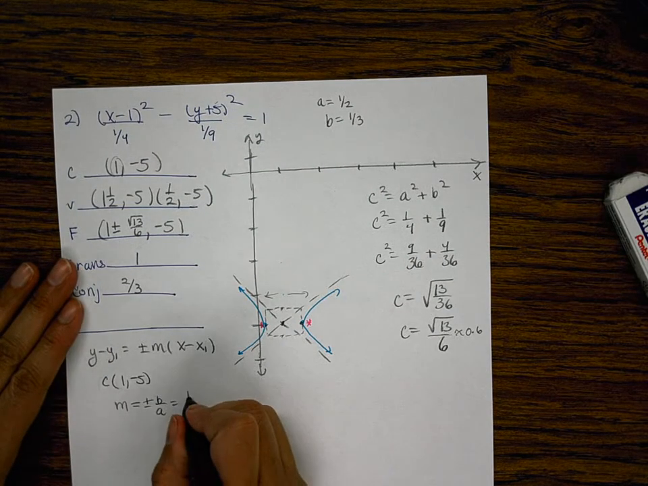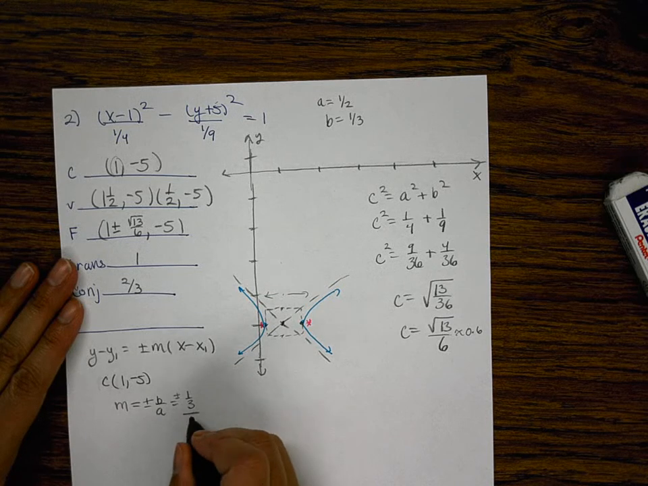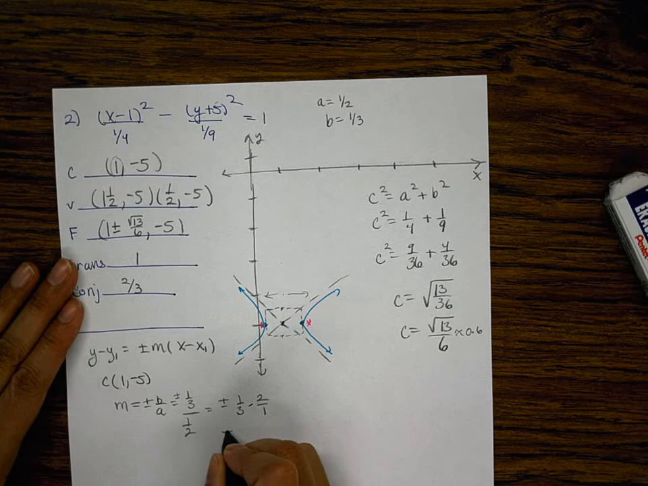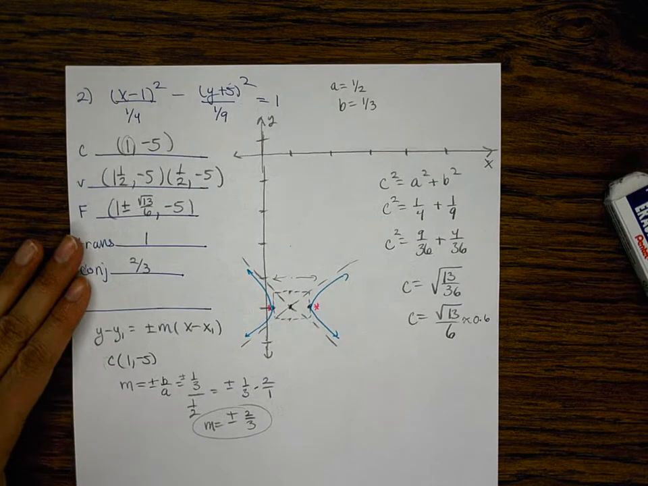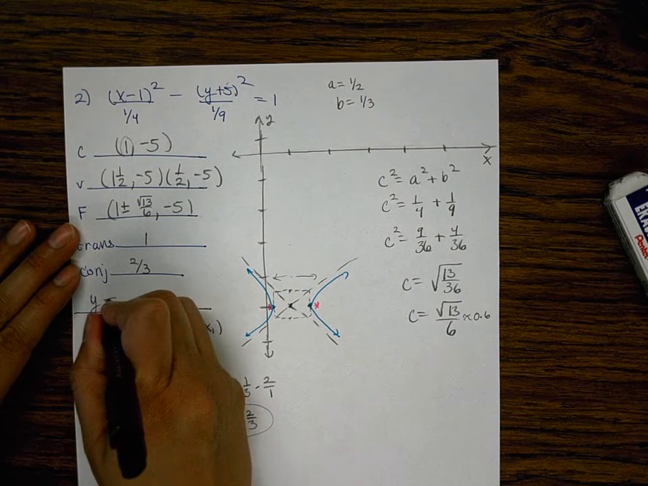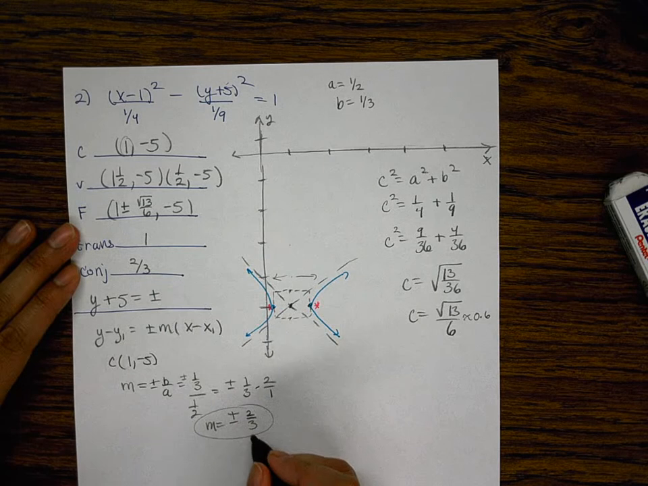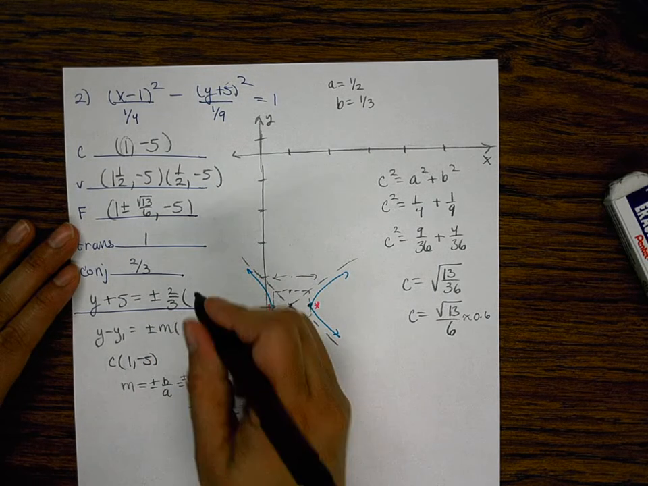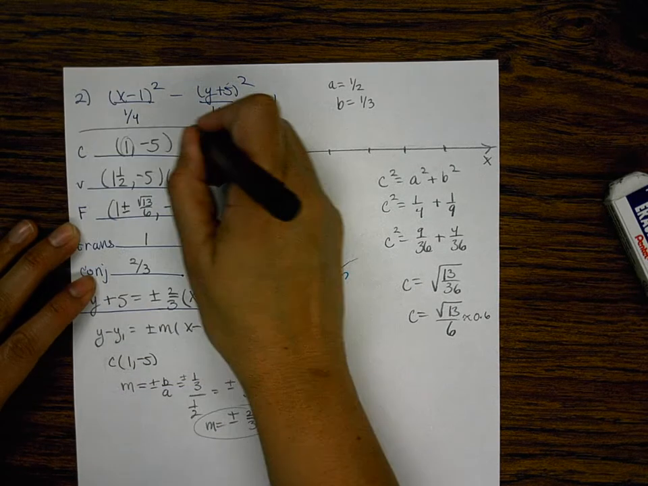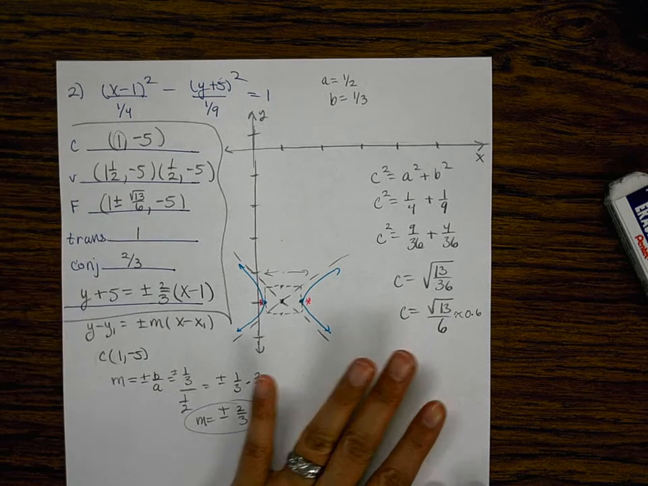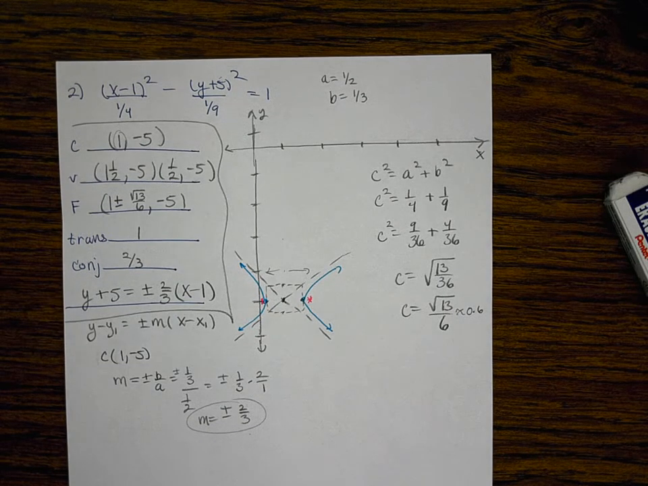So b is 1/3, a is 1/2. So 1/3 times 2 over 1, plus or minus 2/3 for your m. All right, so y minus negative 5 is y plus 5 equals plus or minus m is 2/3, comma, parentheses, x minus 1. And that there is the equation of the asymptotes. So there's your information, there's your graph, and that is it for this part of the notes.